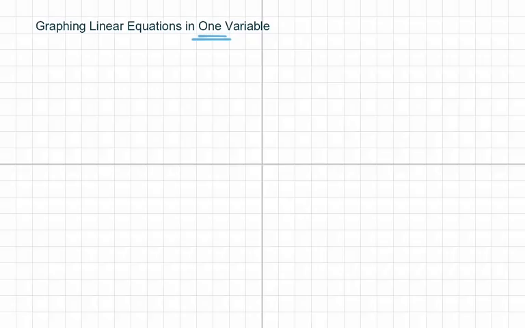And the reason why this is uncommon is most of the linear equations that you're going to see will be in two variables, not one variable, but they do turn up. And so we do need to know what to do with them when they do. Now, before we get into that, I want to review the coordinate plane. So I just put a coordinate plane up here.